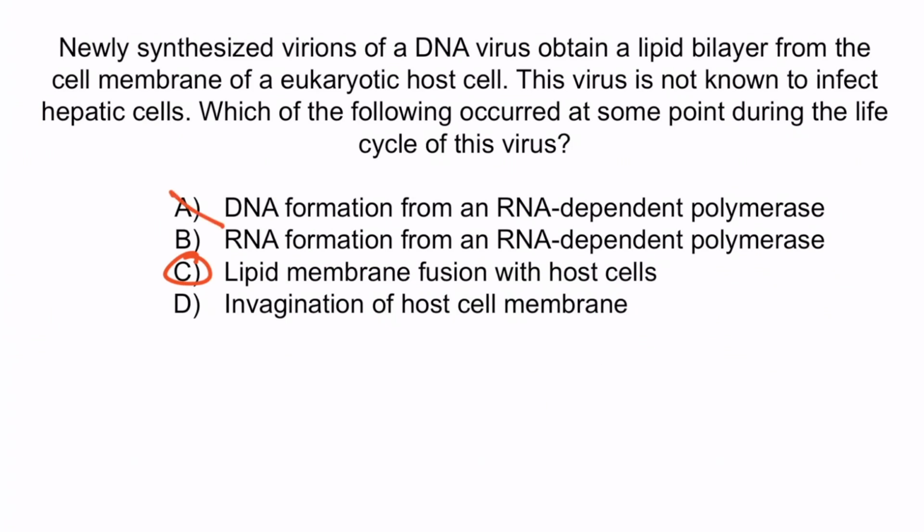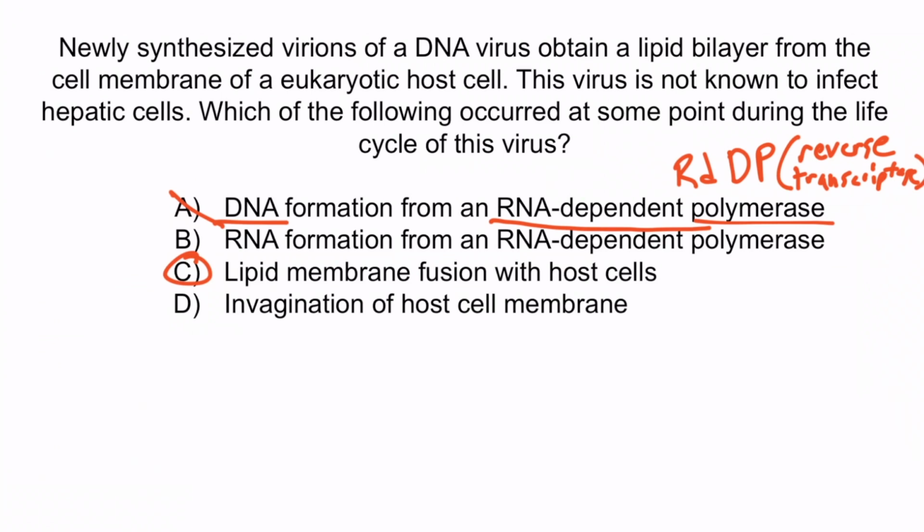Now choice A is wrong because this describes forming DNA from RNA. In other words, this is an RNA-dependent, RD, DNA polymerase, also known as reverse transcriptase. And which viruses use reverse transcriptase? HIV and HTLV, both of which are RNA viruses, and that doesn't fit with the DNA virus in the question stem.